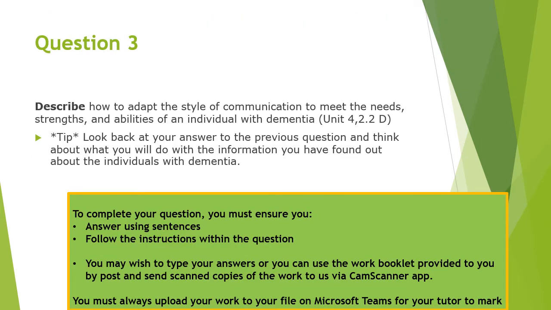And question number 3 is asking you to describe how to adapt the style of communication to meet the needs, the strengths and the abilities of an individual with dementia. So there's a tip on there. Look back at the answer to the previous question and think about what you will do with the information you have found out about the individuals with dementia.